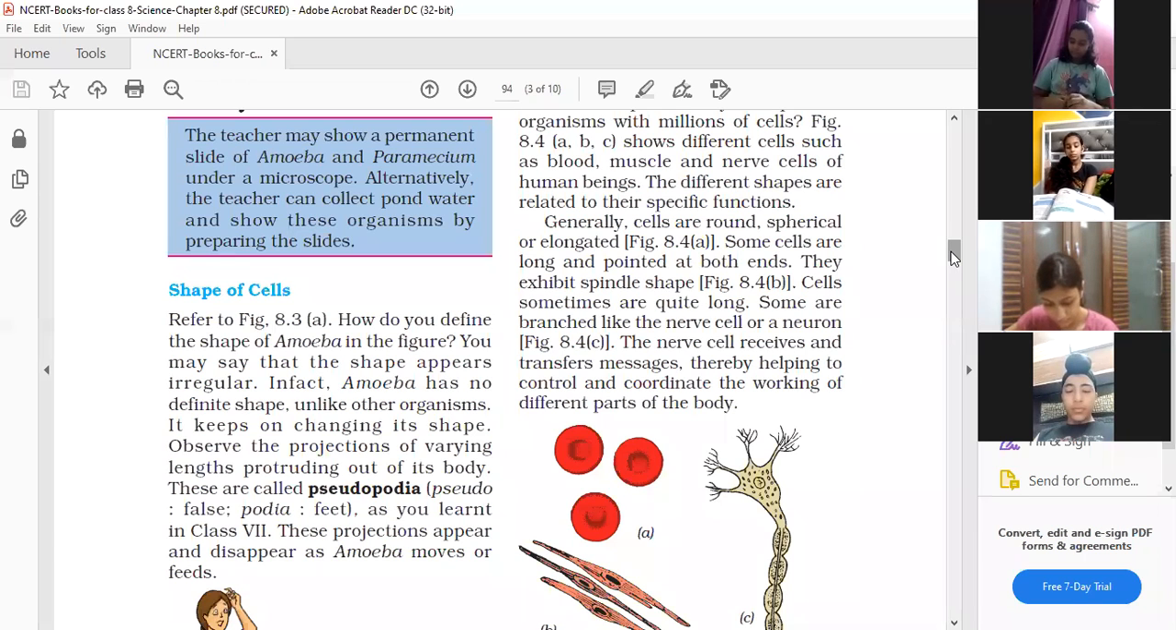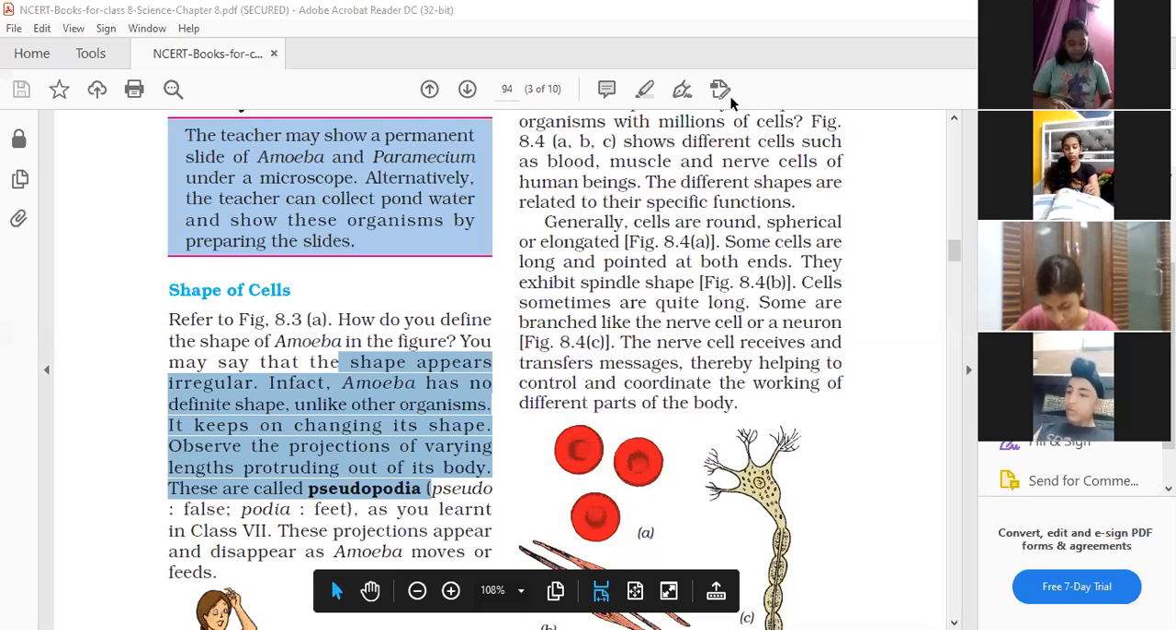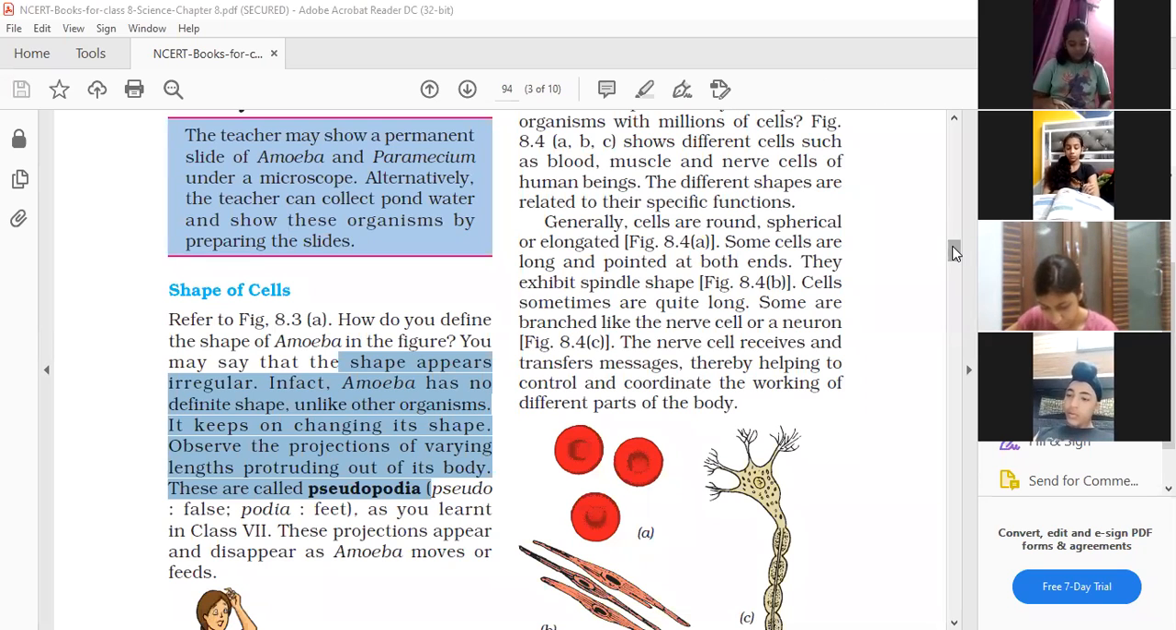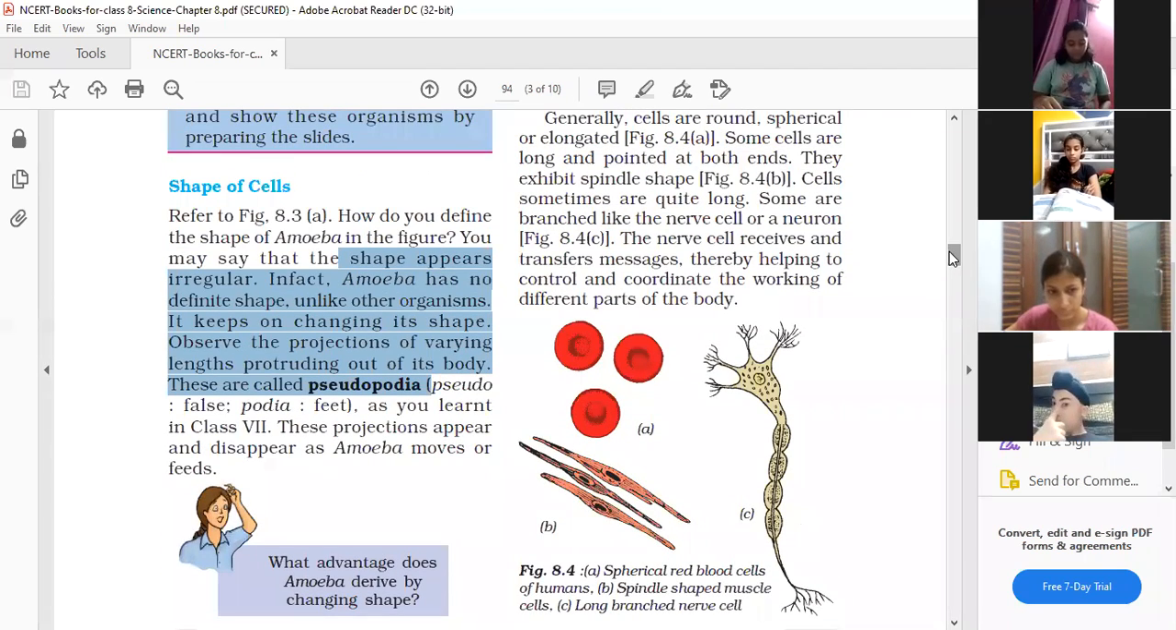How do we define the shape of amoeba in this figure? You may say that the shape appears irregular. In fact, amoeba has no definite shape. Unlike other organisms, it keeps on changing its shape. Observe the projections of varying lengths protruding out of its body. These are called pseudopodia. As you learned in class 7, these projections appear and disappear as amoeba moves or feeds.